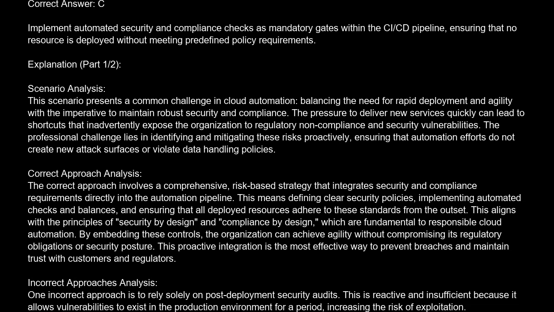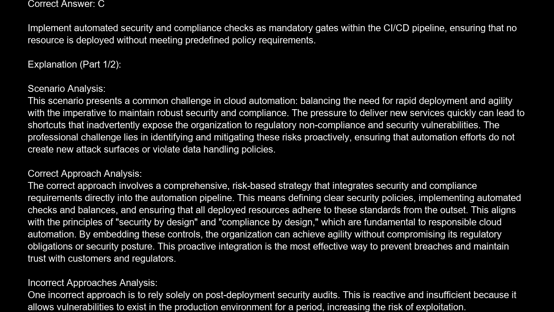The correct answer is C. Implement automated security and compliance checks as mandatory gates within the CI/CD pipeline, ensuring that no resource is deployed without meeting predefined policy requirements. Explanation: Scenario analysis.